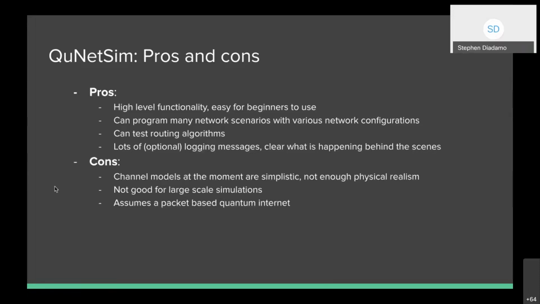Now, the cons of using it are that the channel models are relatively simplistic. These error models are just X error, Z error, and maybe not enough noise to represent a physical system. When we are increasing the scale of the network, things tend to get a bit slow. And it also assumes that the quantum internet is based on a packet style where there's this transport layer in between and things like this, which maybe is not something that will happen right away.